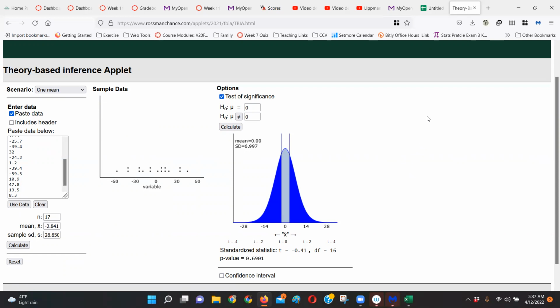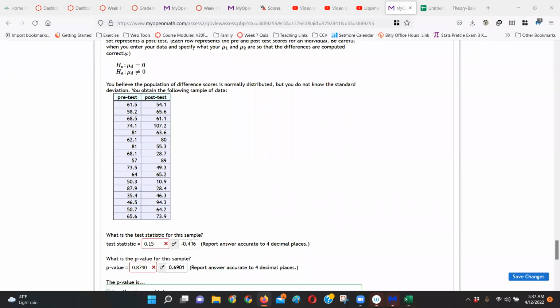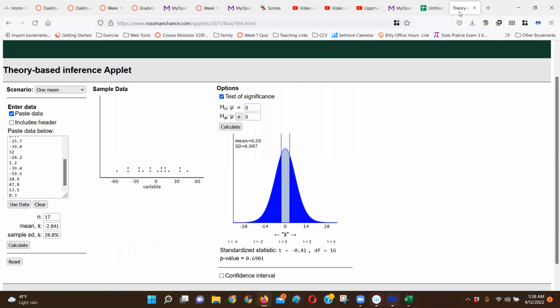So let me pause this video just a minute. Then I'm going to look at what Math said is the correct answer for these two questions. And isn't that what Rossman Chance said? Negative 0.41. Yeah, and now Math might not like that negative 0.41 because it's rounded, but we've got the right answer. It's just a matter of rounding. Okay, so that's how you do it.